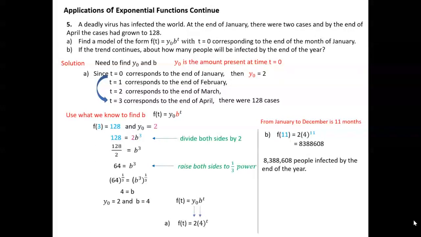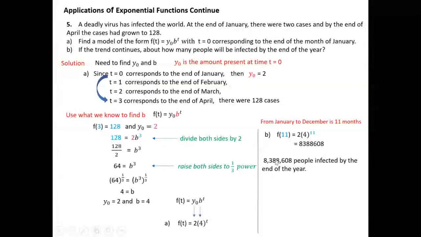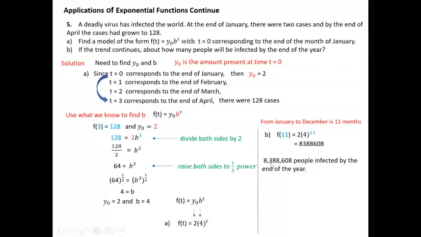But here, guys, this means if there's no intervention. There was intervention during COVID. For example, there was social distancing, there were masks. So with social distancing, it wasn't that many people infected here in the United States. But I believe in the world, it was more accurate. Yeah, it was more than 8 billion, I think, throughout the world, because a lot of people were getting infected. But anyway, this is how you use math in the real world.